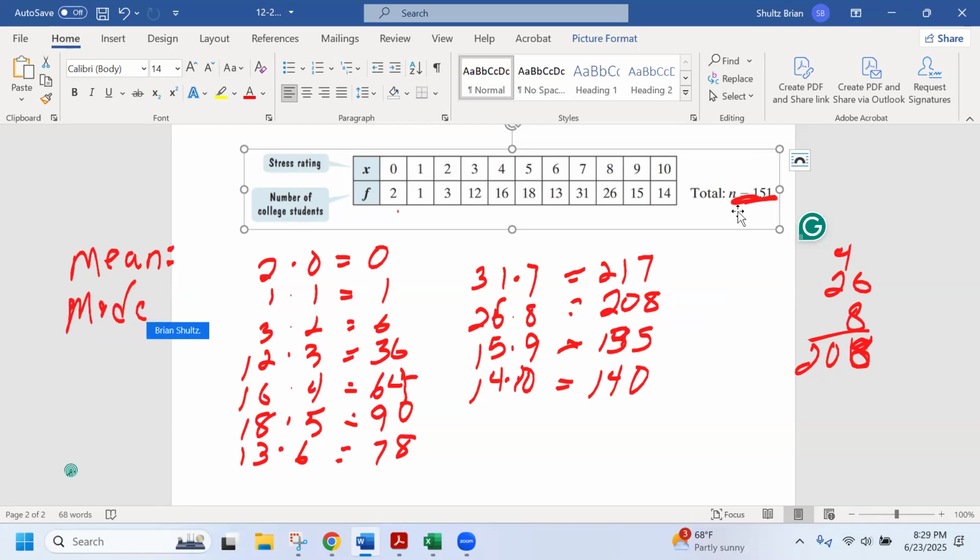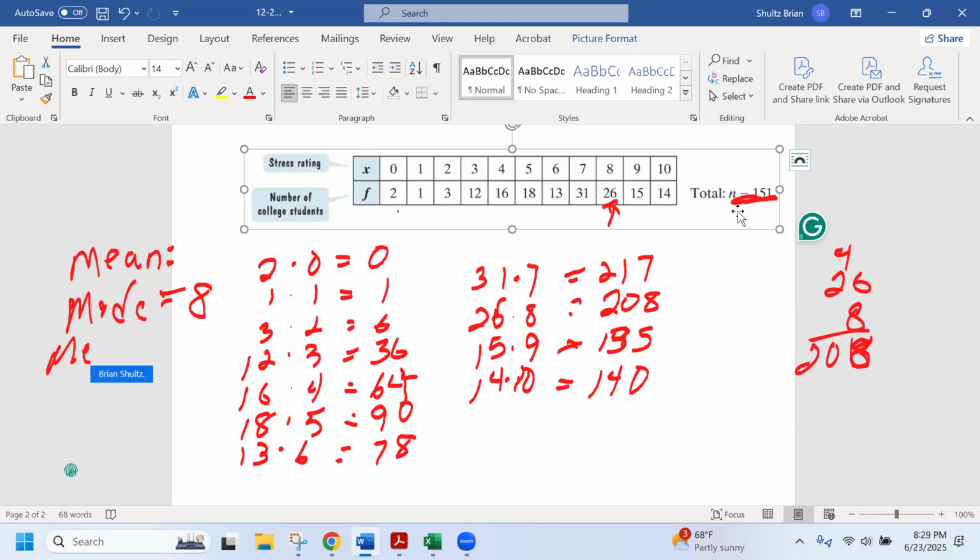My mode is the one that occurs most often. So I'm looking across here. There are 18, no, there's 26 that have a stress of 8.